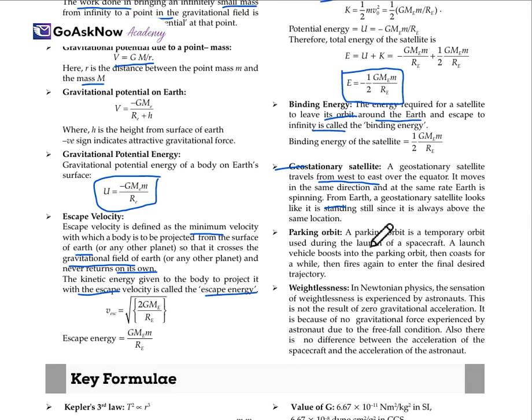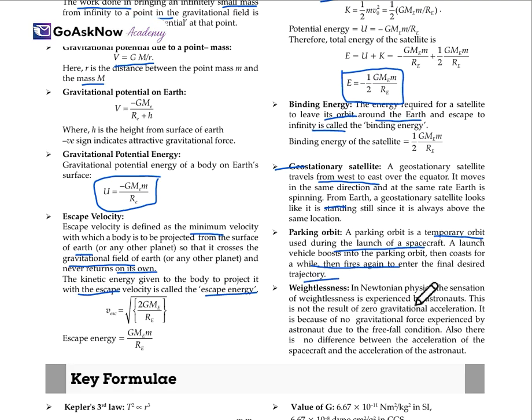Parking orbit. A parking orbit is a temporary orbit used during the launch of a spacecraft. A launch vehicle boosts into the parking orbit, then coasts for a while, then fires again to enter the final desired trajectory. This will be the parking orbit.